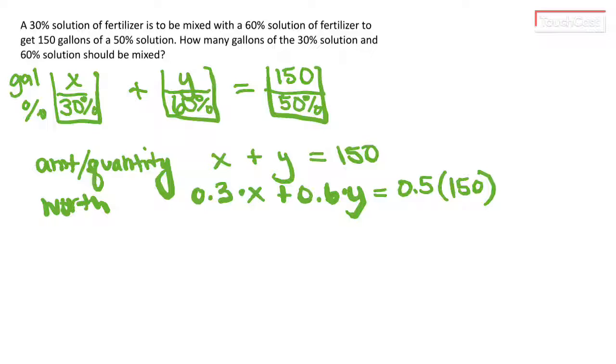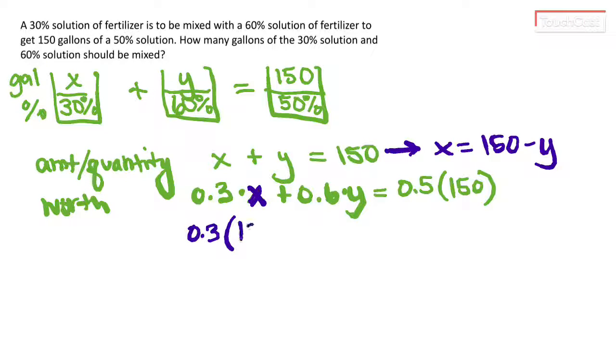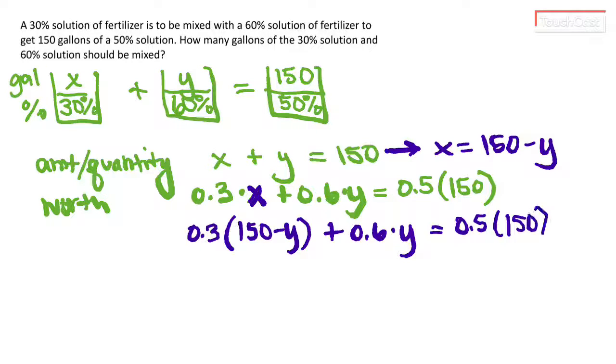We can go ahead and solve for one of our variables from the first problem up here and substitute into the other one. So we've got this yields X is equal to 150 minus Y. So we'll plug into our second equation here with that X statement. And so we'll have 0.3 times the 150 minus Y plus 0.6 times Y will give us 0.5 times 150.